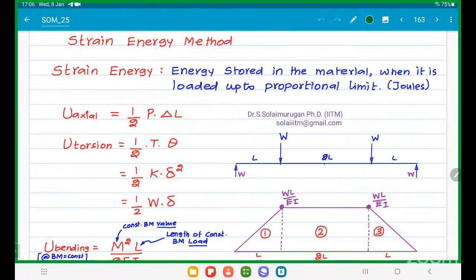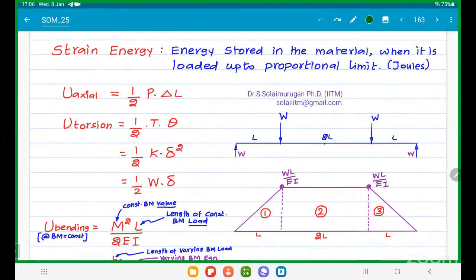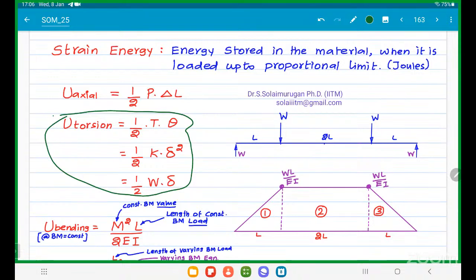Strain energy formula for uniaxial tensile load: half into P into del L. Then strain energy formula for torsion. Three formulas. Strain energy is half into load into displacement. It means half into T into theta, equal to half into K del square.